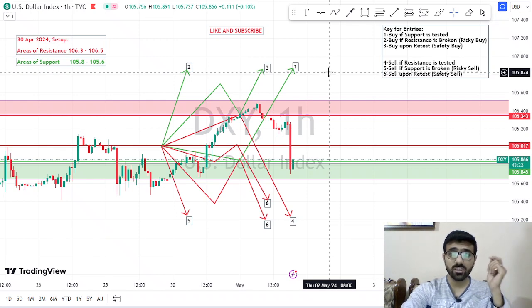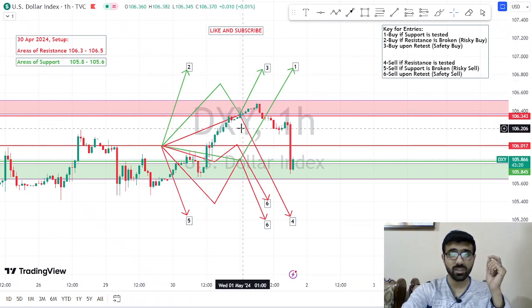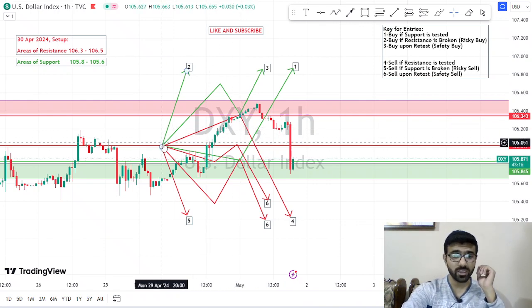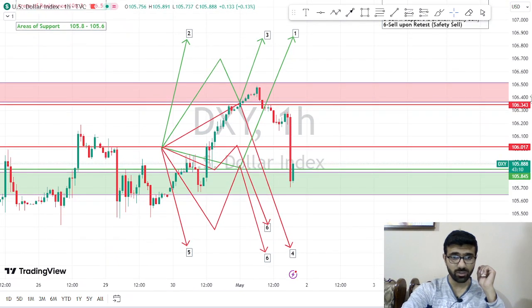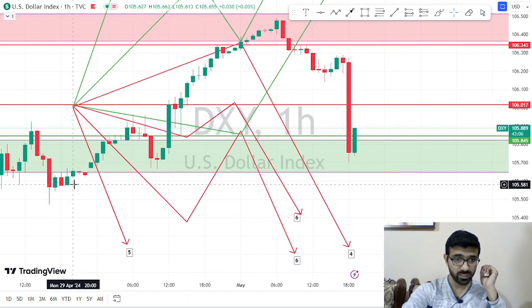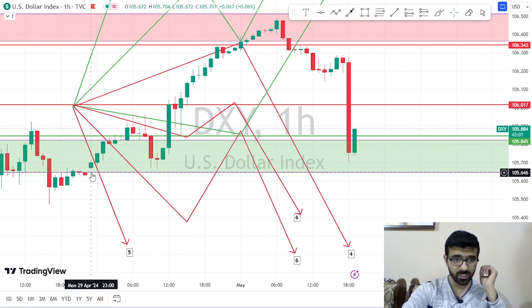Okay, so now let us continue with the discussion of DXY, which is the US dollar index, from where we left off on Monday night, 29th of April. So when we were discussing, market was trending over here at our area of short term at our major area of support. You guys can see that market did give us a sell opportunity, but if we would have taken a short position over here, you guys can see that market created a gap and went up, so that trade would have not been executed.